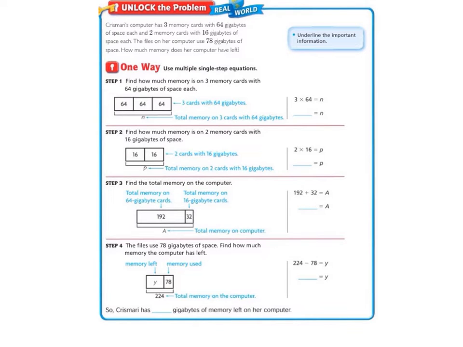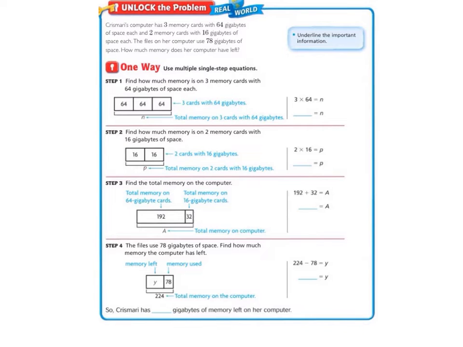Today's Unlock the Problem says, Chris Mary's computer has 3 memory cards with 64 gigabytes of space each, and it has 2 memory cards with 16 gigabytes of space each. The files on her computer currently use 78 gigabytes of space. How much memory does her computer have left?